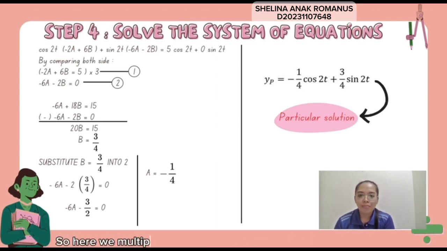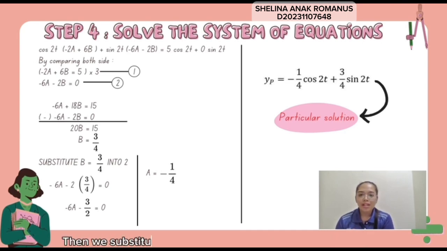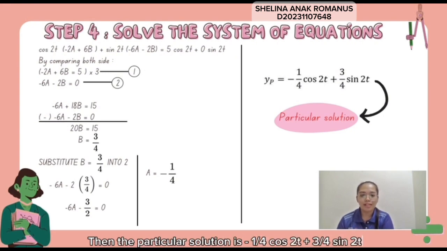So here, we multiply equation 1 by 3. So we get -6A plus 18B equals 15. Then we subtract equation 2 from it. So we get B equals 3/4. Then we substitute B equals 3/4 into equation 2. So we get A equals -1/4. Then the particular solution is -1/4 cos 2t plus 3/4 sin 2t.